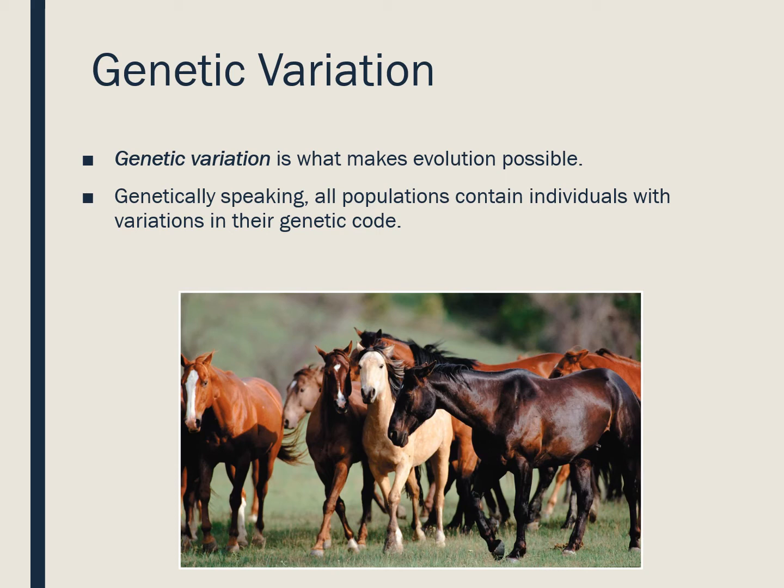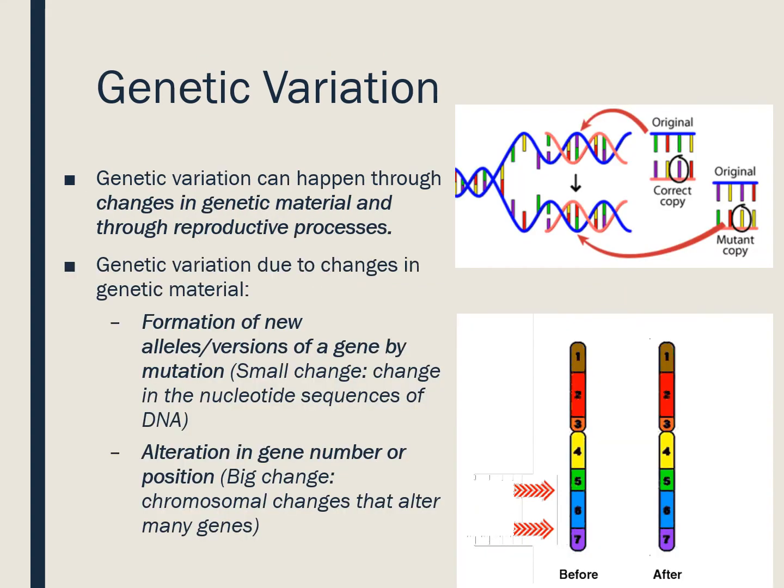That's a good thing, because like I did the example with the bubonic plague, if we all didn't have those minute traces of genetic variability, then one little illness, one little sickness would come through and wipe out everyone. So it's good to have that genetic variation within our genetic code. Genetic variation can happen through changes in genetic material and through reproductive processes. Genetic variation can be due to changes in the genetic information.